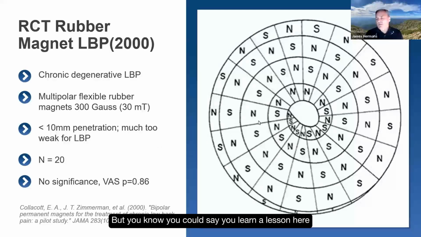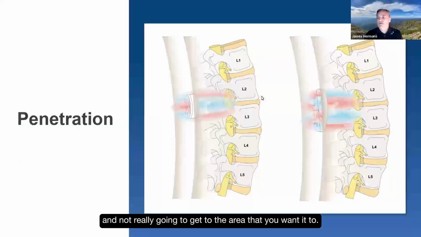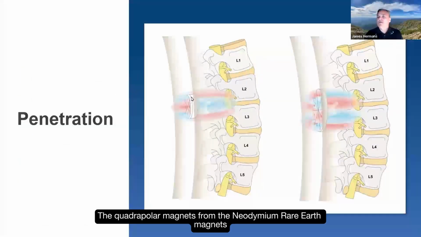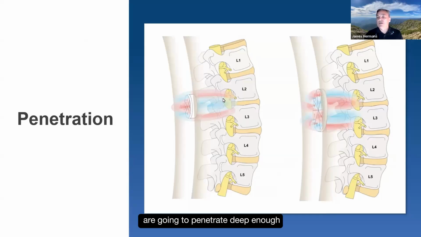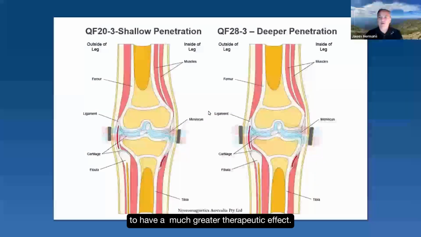But you could say you learn a lesson here: even a multipolar magnet for low back pain with a flexible rubber magnet is quite weak, with very shallow penetration, and not really going to get to the area that you want it to. The quadrupolar magnets from the neodymium rare earth magnets are going to penetrate deep enough to get to the posterior part of the disc, the nerve root, to get to the target, basically, and have a much greater therapeutic effect.